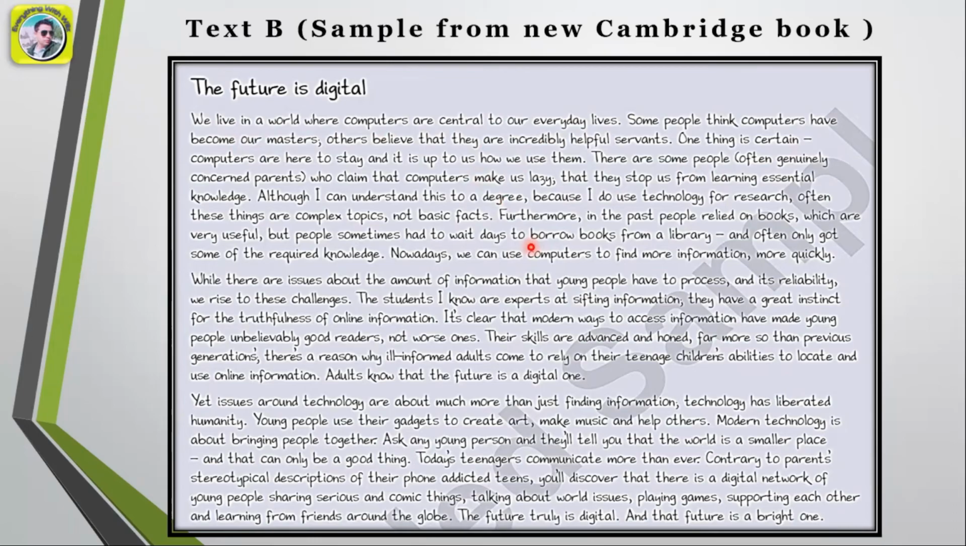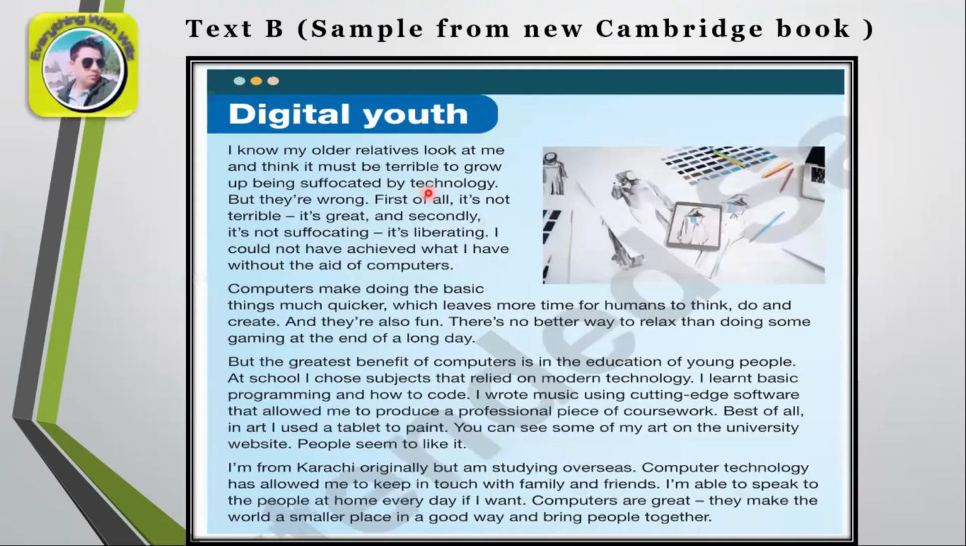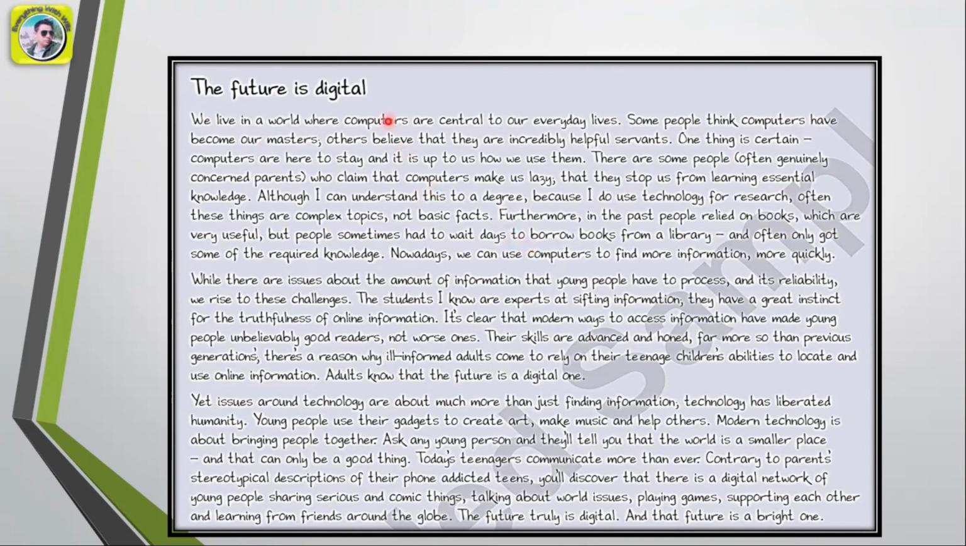So what he has done is that he has taken all the advantages from text B, which was supporting the topic, which was giving the advantages of using the computers, and written them in his own words. He has used all the advantages in his own words and added some reasons or some evidence by himself. And then since he was against the disadvantages, he has taken the disadvantages, written them in his own words, and countered them side by side.